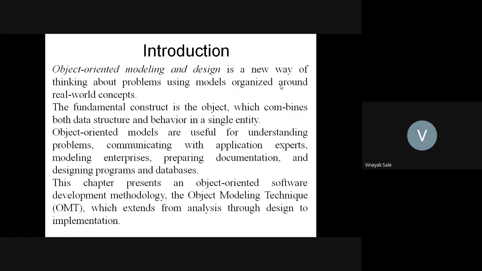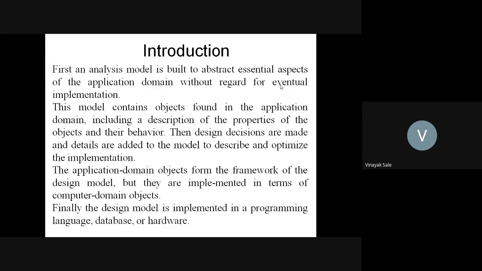So this chapter presents an object-oriented software development methodology, the OMT, that is object modeling technique, which extends from analysis through design to implementation. First, an analysis model is built to abstract essential aspects of the application domain without regard for eventual implementation. This model contains objects found in the application domain, including a description of the properties of the objects and their behavior.